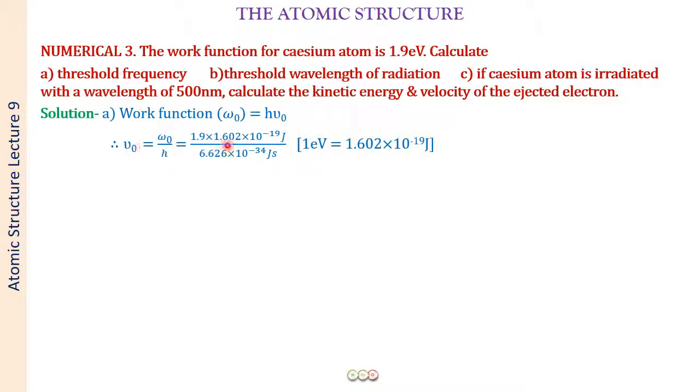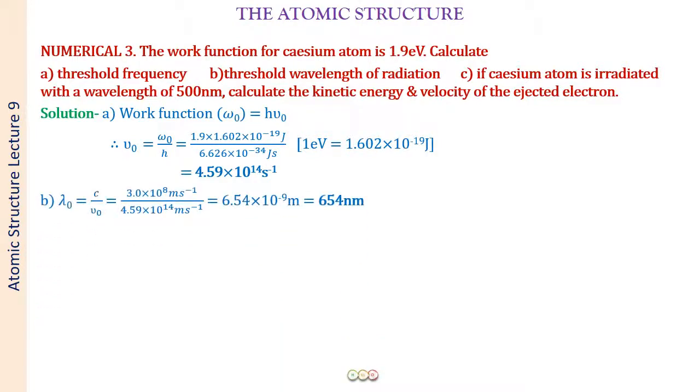So now you can multiply 1.9 into this 1.602 into 10 power minus 19 and divide by the Planck's constant. So you will get the threshold frequency to be 4.59 into 10 power 14 second inverse. And lambda naught is going to be c over the threshold frequency. So this you will calculate and you will get the value to be 654 nanometer.